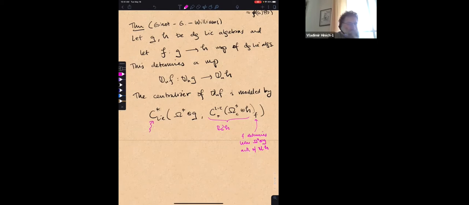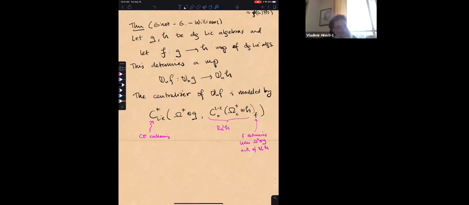I want to point out another change. Here we have Lie algebra chains, but on the right-hand side, we have Chevalley-Eilenberg cochains. Okay. And notice that we've also changed from compactly supported de Rham forms to non-compactly supported de Rham forms. But in the end, the point is that the centralizer of this map has a very nice model in terms of classical constructions: de Rham forms and Lie algebra chains and cochains.